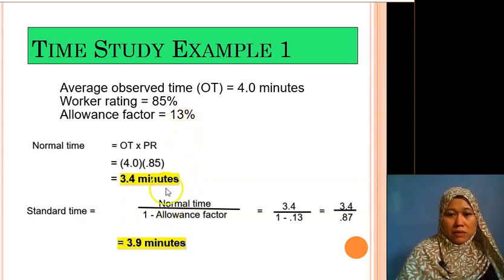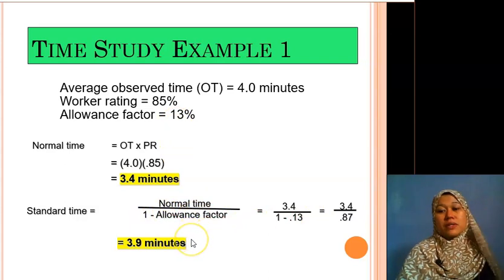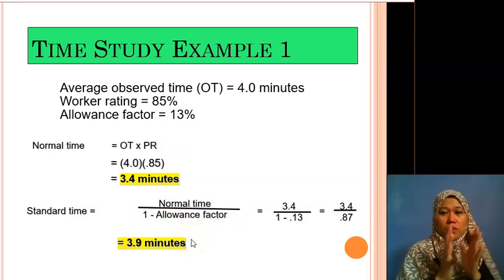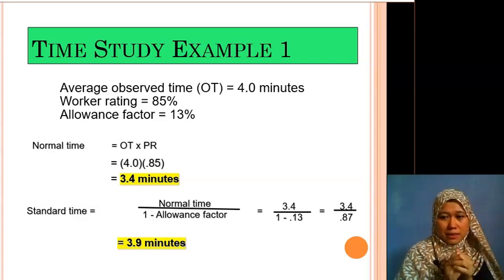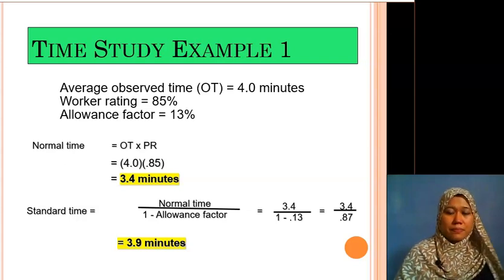So normal time is 3.4. One minus the allowance factor, 0.13, and then you get 3.9 minutes. So for the job, the standard time is 3.9 minutes. For anybody doing the job, they need to know that the standard time to complete the job is 3.9 minutes.